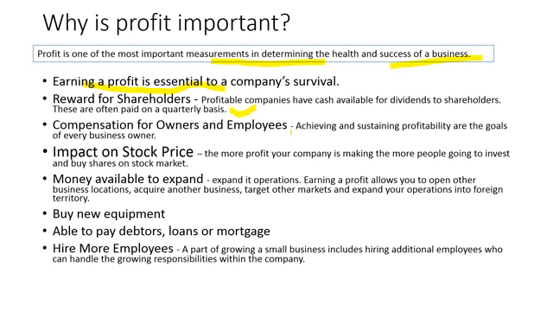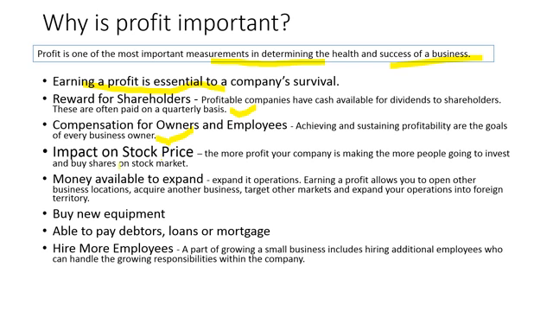Compensation for owners and employees. Achieving and sustaining profitability are goals of every business owner. That's why profit is important, because if owners have money and their business is constantly making profit, then they have money to spend and to give rewards to their employees. So that's why profit is important.